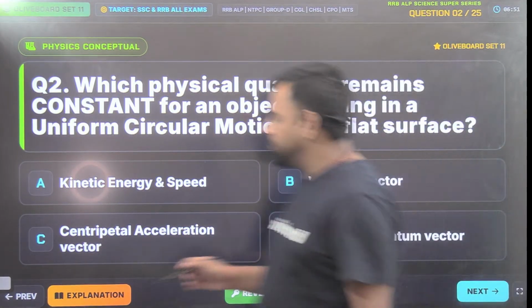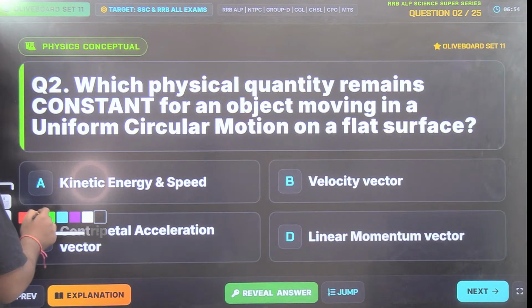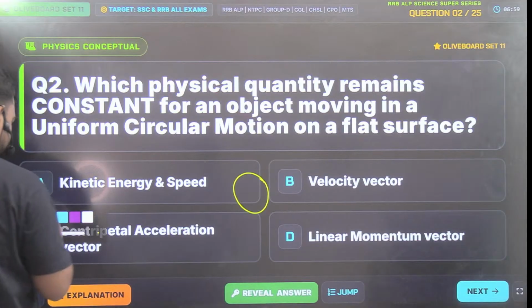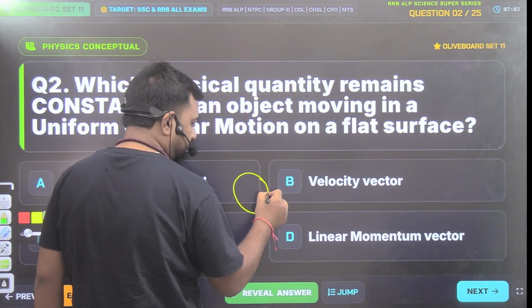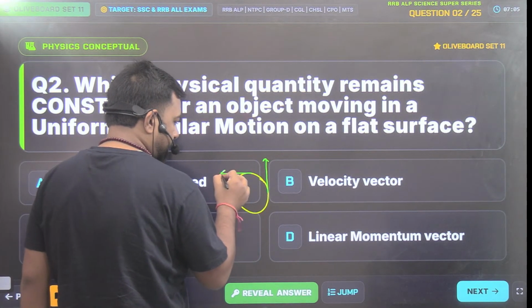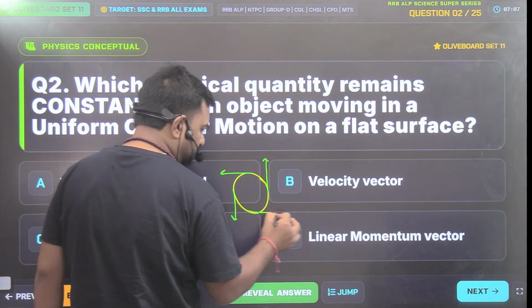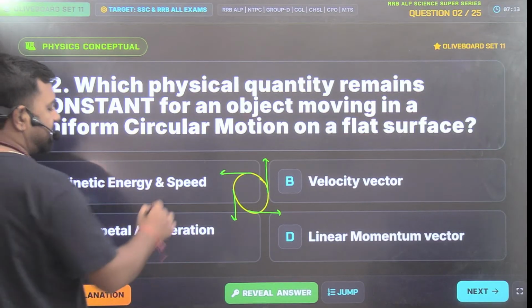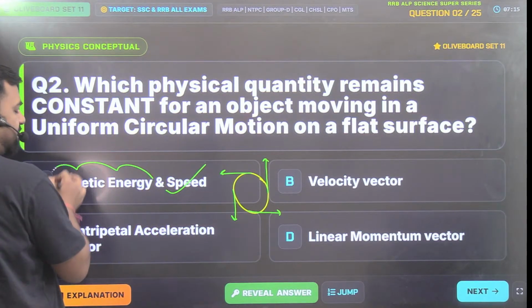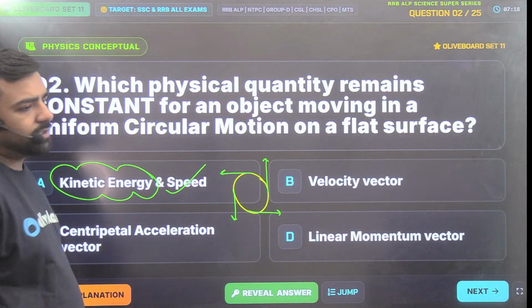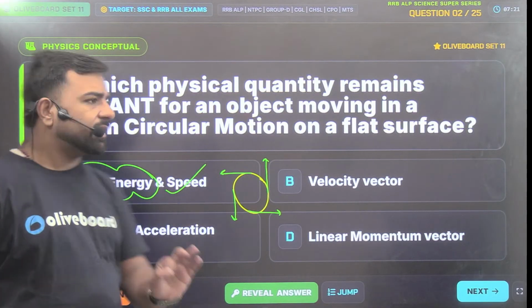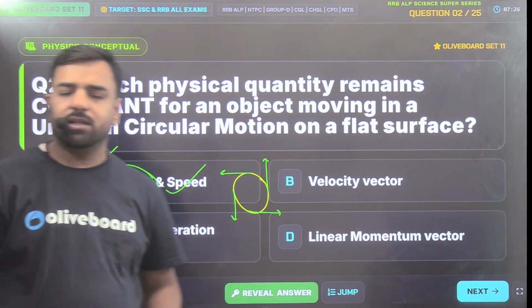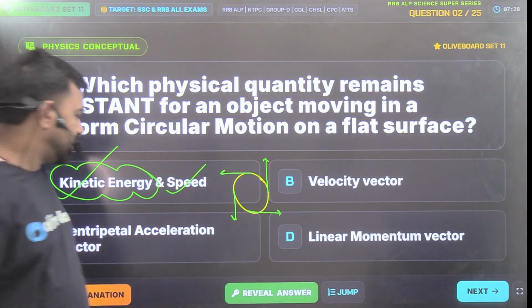So guys, when an object moves in a uniform circular motion, at that time velocity keeps on changing. Velocity is a vector quantity, we know that, right? But speed remains constant. And since speed is constant here, we can say this is correct. What about kinetic energy? Kinetic energy and speed both are going to remain constant, and here the correct answer will be option A. So Utkarsh, Ankita, what is the correct answer? The correct answer is option A.